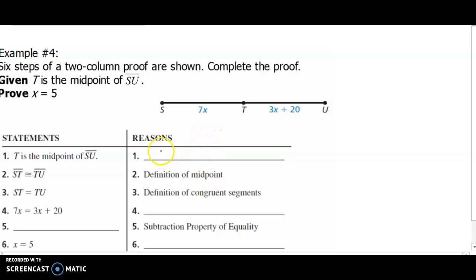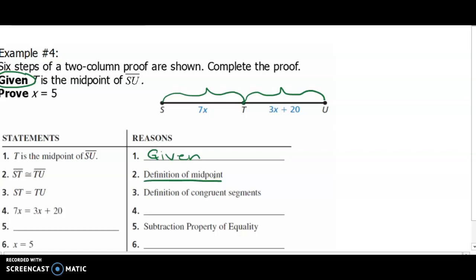All right, hopefully you've done it and you got through it, but if not, we'll go over it. So T is the midpoint of SU, guys. You should have gotten that one. That's just given to us. Now the goal is to go through here and make sure you understand it. All right, so T is the midpoint, that's given. Now we all know that if T is the midpoint, that means it's in the exact middle, which means this part and this part are congruent. So ST is congruent to TU by the definition of midpoint, right? That's what a midpoint tells us.